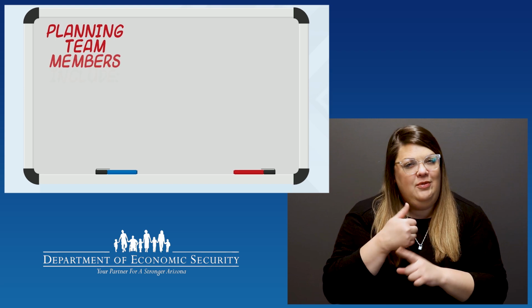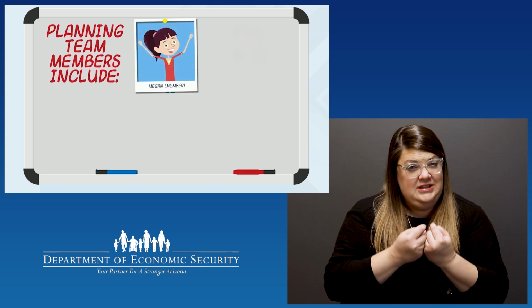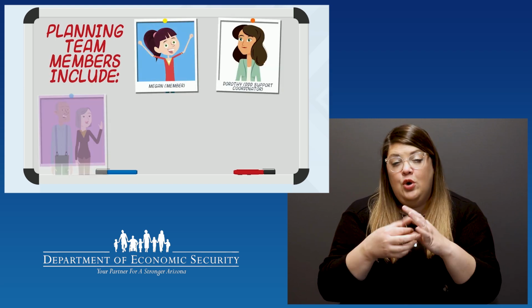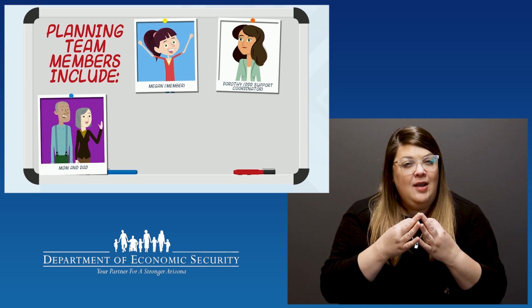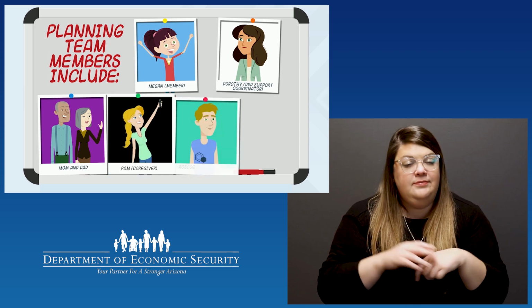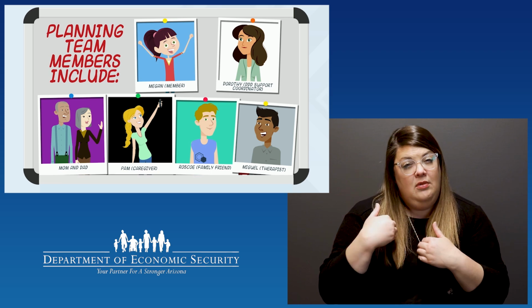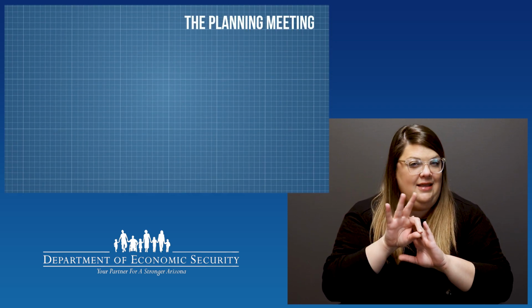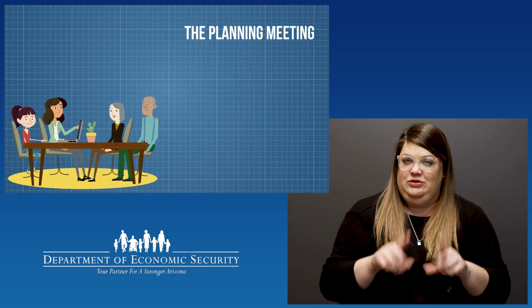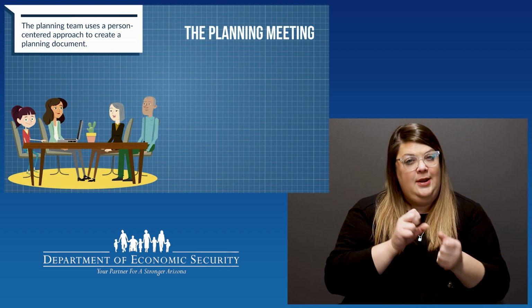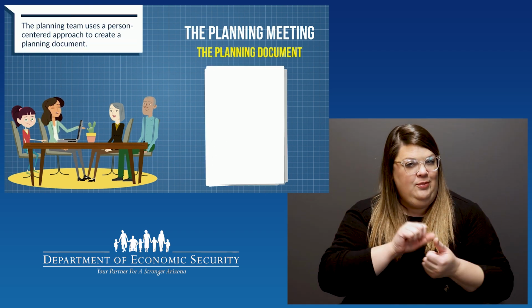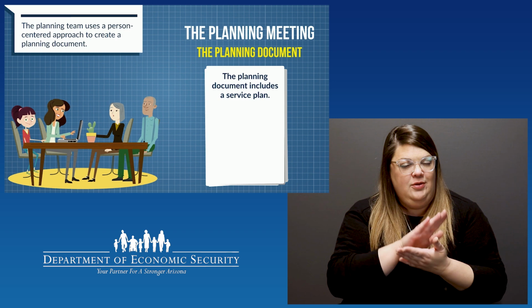Members of the planning team include the member, the DDD support coordinator, the member's family or responsible person as appropriate, and/or any other individuals the member or responsible person or the division select. A lot of things are done at the planning meeting. The planning team uses a person-centered approach to create a planning document. The planning document includes a service plan.